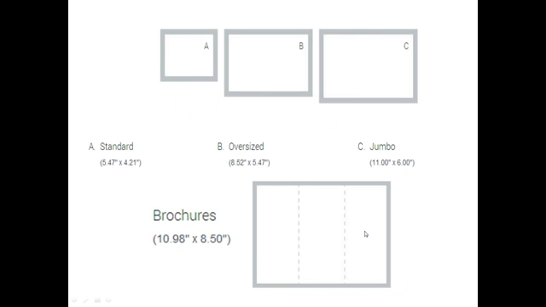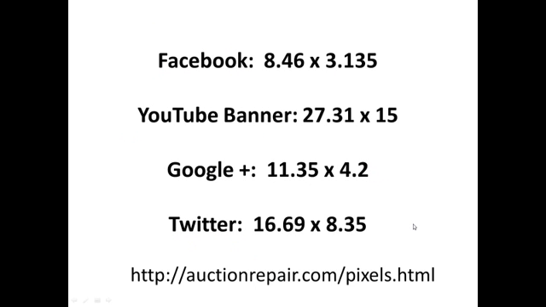And then the brochures. If you're going to do a brochure, not so wordy, use a lot of visual images and a lot of white space because you have a lot of pages. You've got 6 pages back to back that you would be printing. Facebook timelines, the YouTube banner, Google+, Twitter. Here are some cheat sheets and dimensions for you to use.